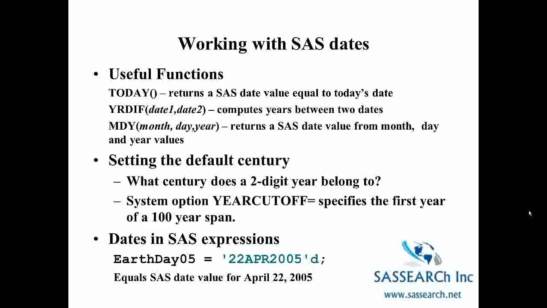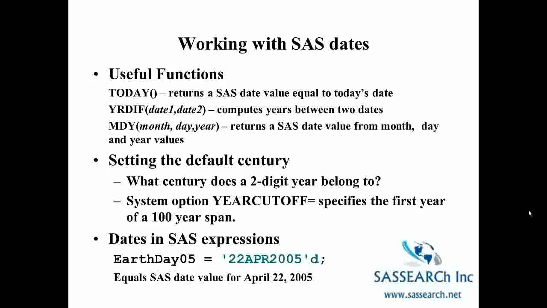Another thing we are going to be talking about is how SAS handles two-digit years. By default, if SAS sees a two-digit year, it assumes that it is between the years 1920 and 2019. So if you have a two-digit year of 03, then SAS is going to assume that that year is 2003. There are options, though, that you can change the 100-year span using a system option called yearcutoff, and it specifies the first year of a 100-year span. So if we say yearcutoff equals 1900, then our 100-year span goes from 1900 to 1999.